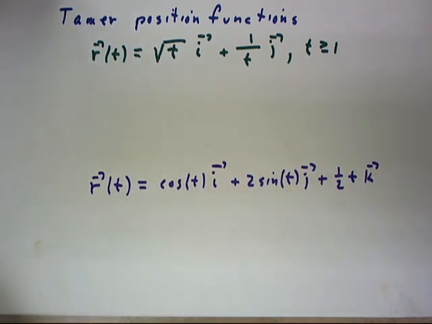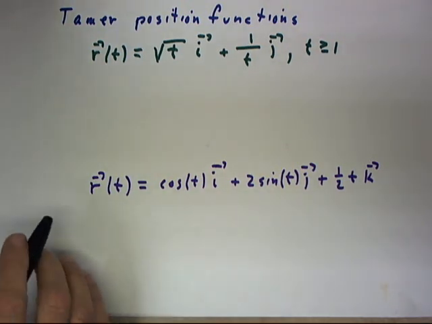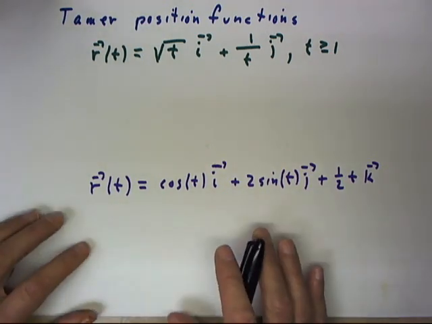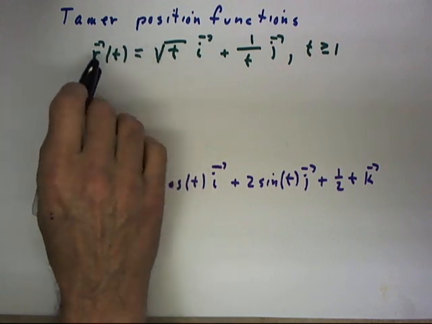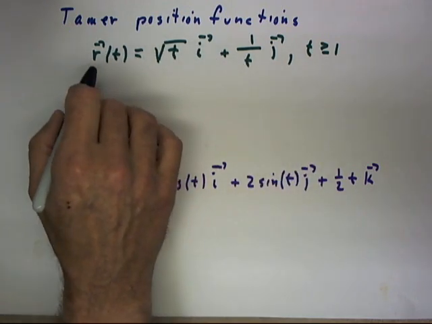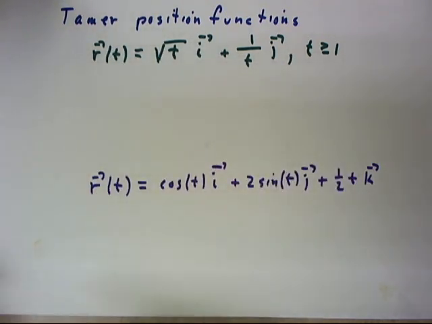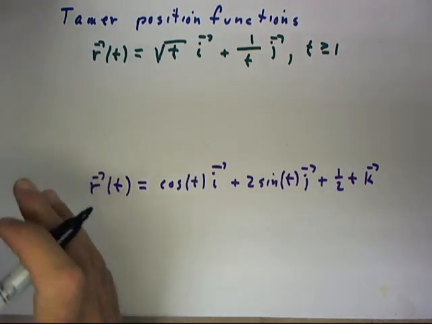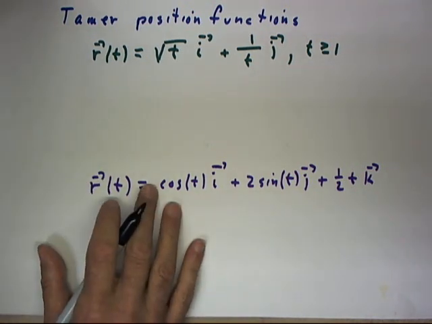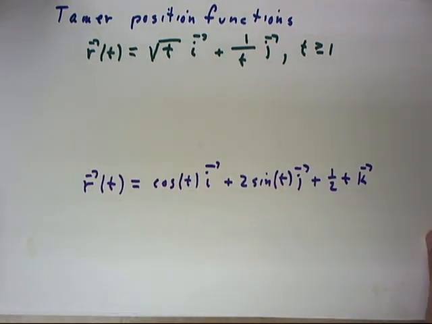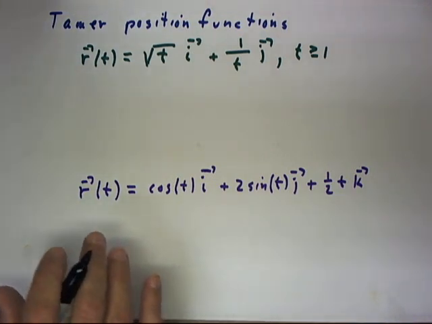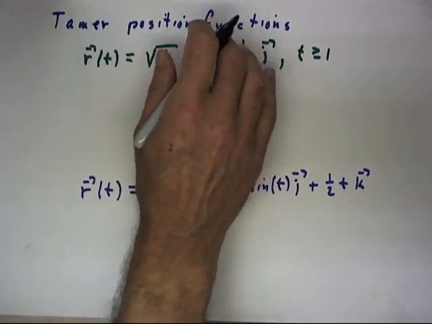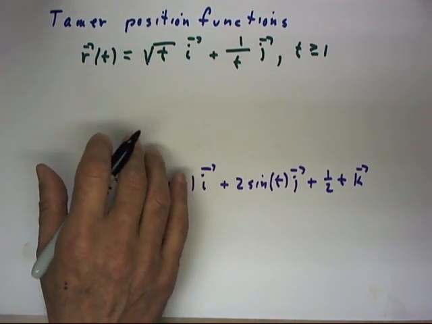Now we've probably got some idea of how the analysis of vector functions can help us understand various types of complex motion. The motions we've looked at so far have been pretty complicated. So let's look at some tamer position functions.